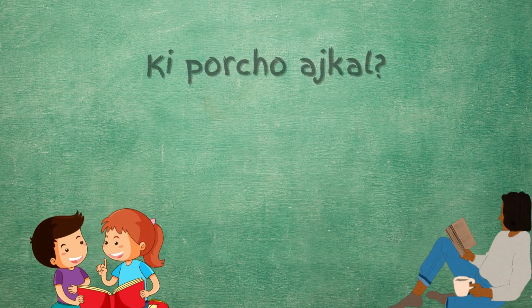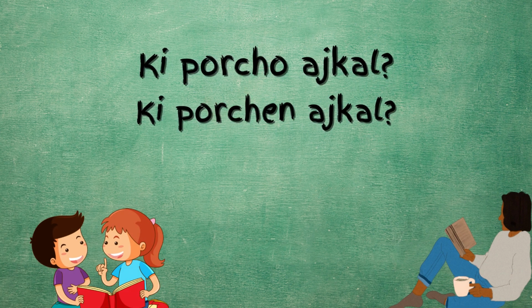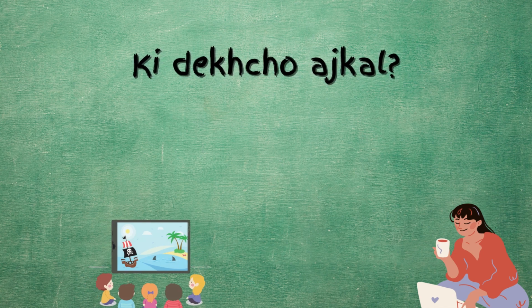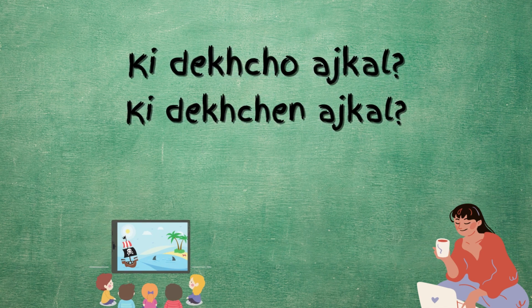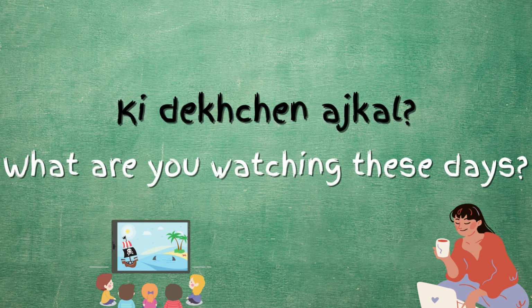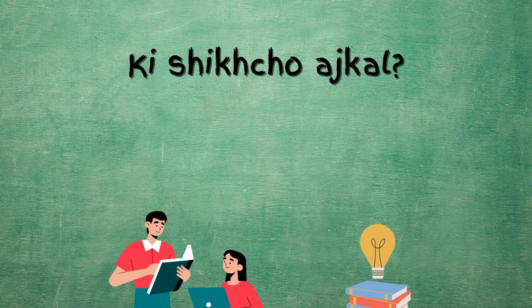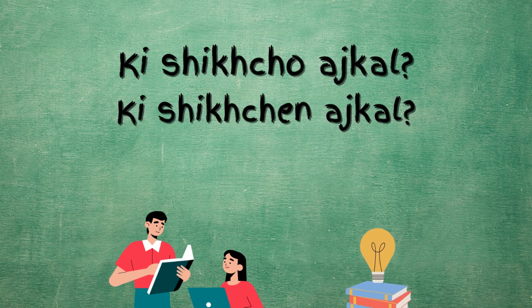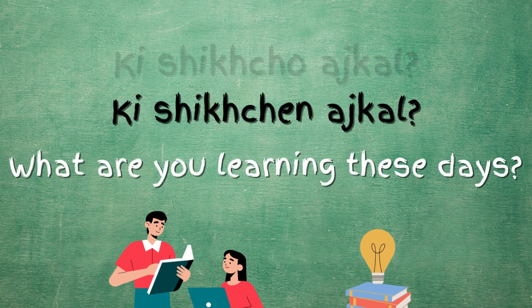Similarly, কি পড়ছো আজকাল? Or, কি পড়ছেন আজকাল? Meaning, what are you reading these days? কি দেখছো আজকাল? Or, কি দেখছেন আজকাল? Meaning, what are you watching these days? কি শিখছো আজকাল? Or, কি শিখছেন আজকাল? Meaning, what are you learning these days?